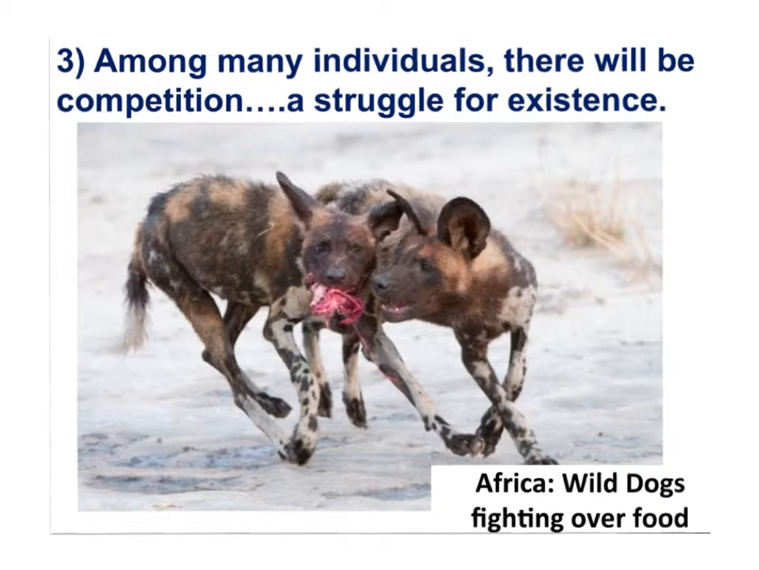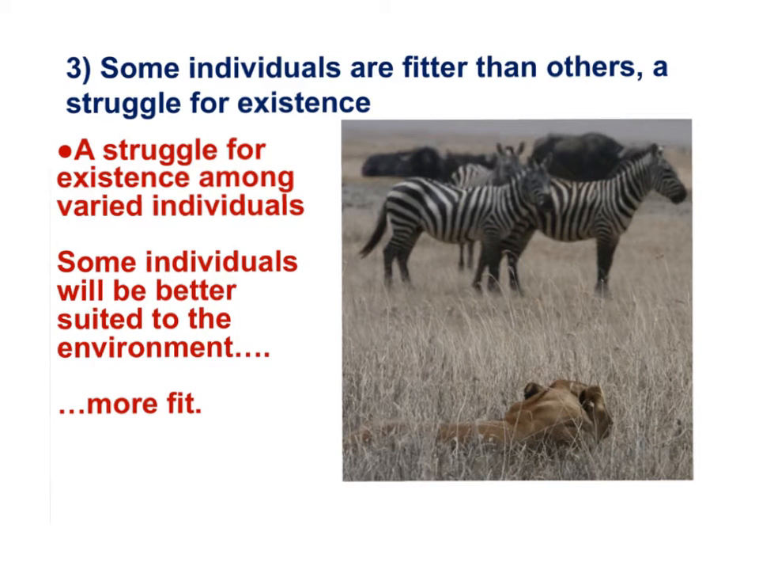Among many individuals, there will be competition, a struggle for existence, competition for limited resources. In this slide, we see two wild dogs of Africa competing over a piece of food. One of the two will have some small advantage in gaining the limited resource. So the third component of natural selection is that there is a struggle for existence among varied individuals. Some individuals will be better suited to the environment, will be more fit.